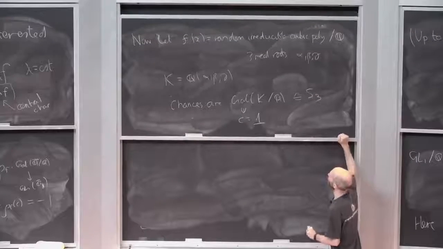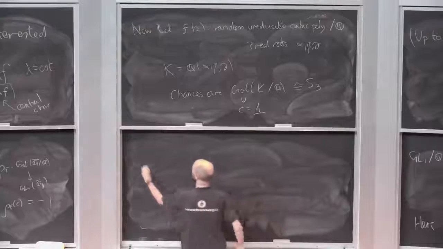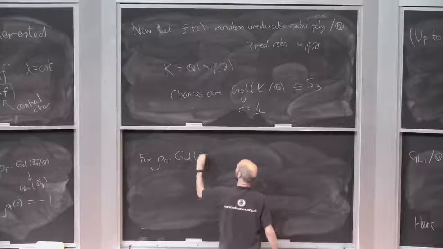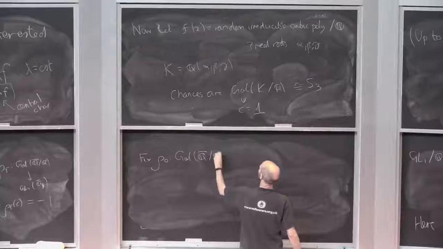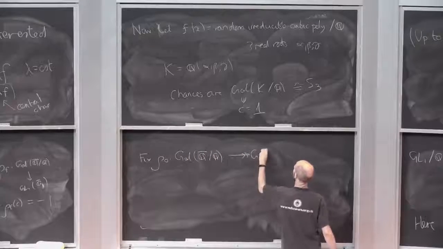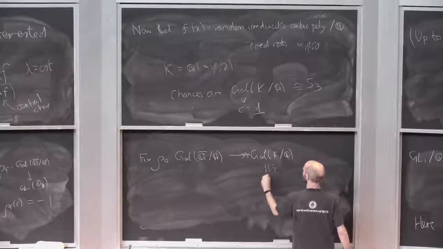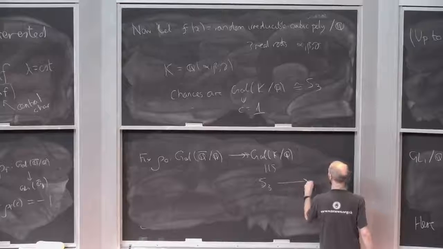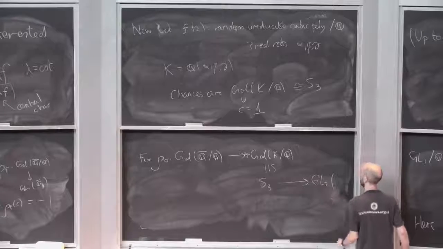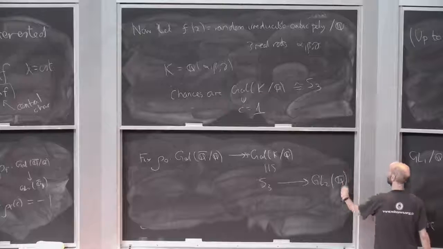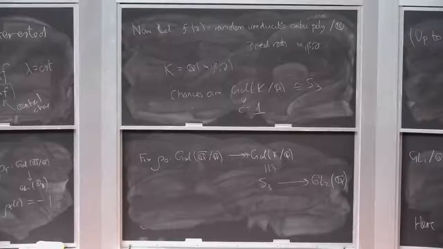So S3's got a 2-dimensional representation, right? So let me fix rho 0 from Gal(Q-bar/Q). That's going to surject to Gal(K/Q), and that's isomorphic to S3. And there's some standard 2-dimensional representation. And it's going to go to GL2 of C. But it even goes to GL2 of Q, doesn't it? I can realise it over Q, I think.